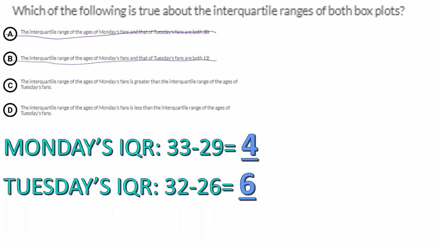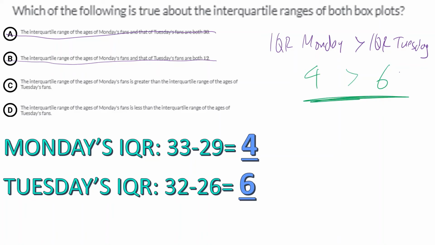Answer choice C, the interquartile range of the ages of Monday's fans is greater than the interquartile range of the ages of Tuesday's fans. Let's see if that's true. Well, Monday's interquartile range is 4, while Tuesday's interquartile range is 6. Now that is false. 4 is not greater than 6. So answer choice C is also wrong.